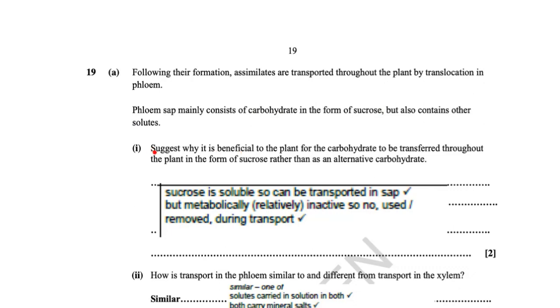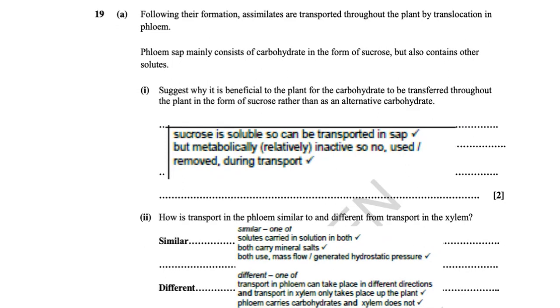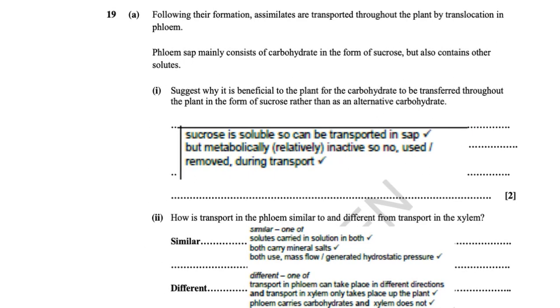So this is a suggest question, so this means that you haven't been taught specifically why the carbohydrate should be sucrose. However, you should be able to think carefully about what might be the benefit to the plant of transporting sucrose rather than something else. And the answers they were looking for here were that sucrose is soluble, so it can be transported in the sap, but it is metabolically relatively inactive, so it's not going to be used during the process of transport.